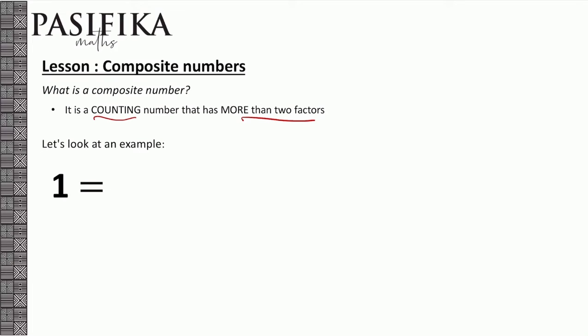What are the factors of 1? Now remember, factors are numbers that multiply to give you something. So for example, numbers that multiply to give us 1 is 1. Now looking back at the definition, a composite number needs to have more than two factors. So, does 1 have more than two factors? No, it doesn't. Therefore, 1 is not a composite number.